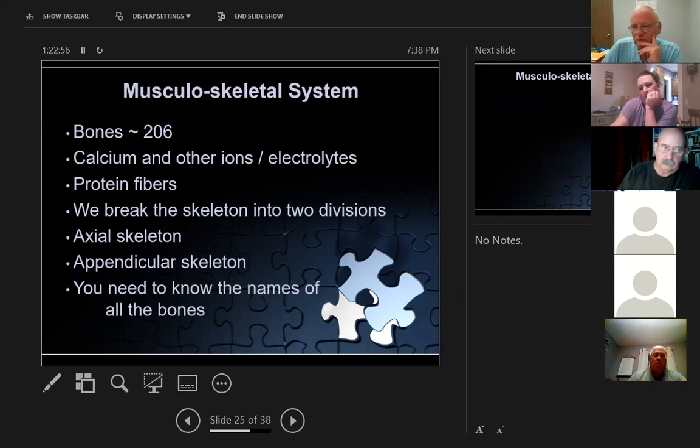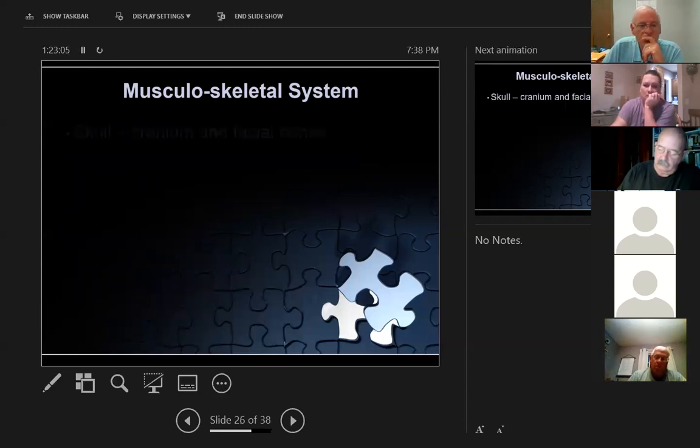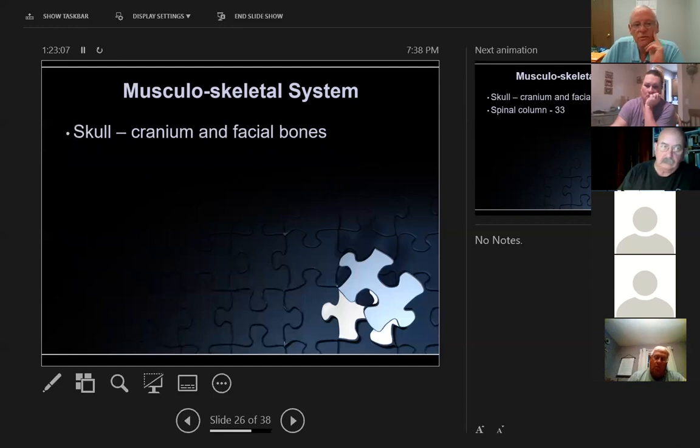You do need to know the names of the bones. Not necessarily all medical names, most of them are, some of them are, but not all of them, okay? And I'll explain that. So the skull collectively is the cranium, which has several bones, and the facial bones, of which there are 14. Okay? You'll need to know those.